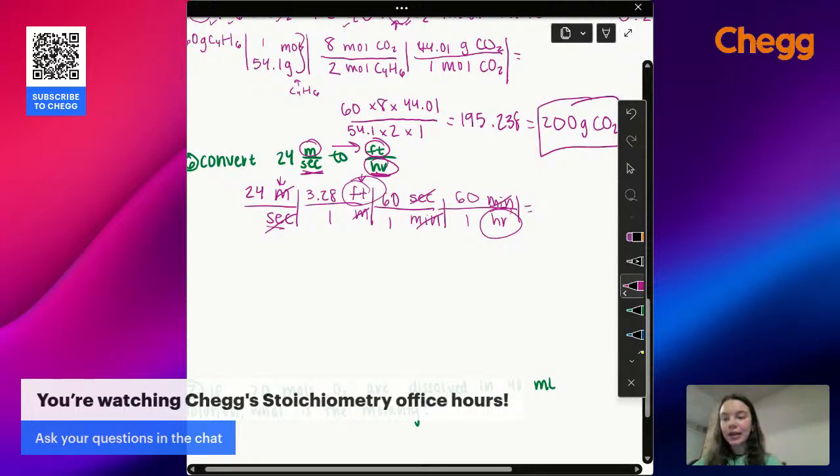So now we're going to put that in our calculators. We have 24 times 3.28 times 60 times 60. That is because I multiply the top and I divide the bottom. Since there's only ones on the bottom, I only have to multiply the top. I'm going to give y'all about a minute to put that in your calculator and let me know what you all get. Lock in your answer for me.